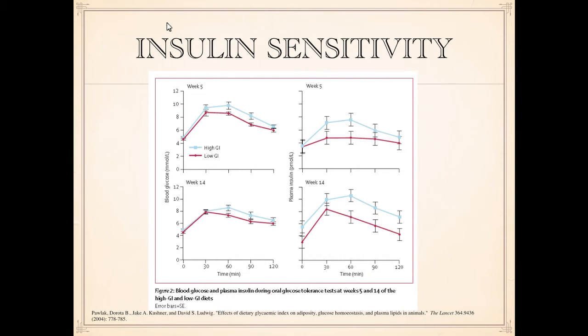But again, if we look here at blood glucose levels, the low glycemic index has lower resting blood glucose levels and lower insulin levels. So you see that here. Plasma glucose levels by week 5 are lower in the low glycemic than high. We see that insulin levels are lower in the low glycemic than high. Same thing with blood glucose.